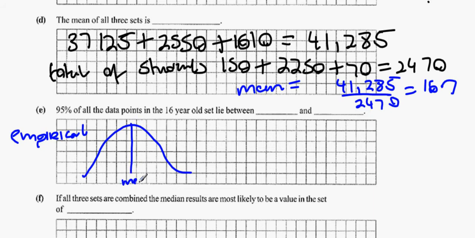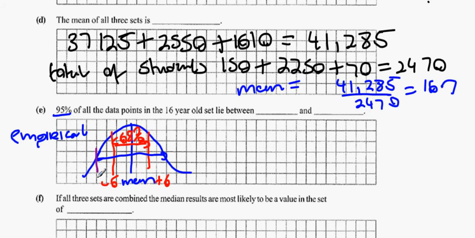Okay. And if you take one standard deviation away from the mean and add it onto the mean, so this is plus, this one here will be minus one standard deviation. And this one's plus one standard deviation. You'll end up getting 68% of all the people in between these two numbers. However, we're looking for 95%. And 95% is in between two standard deviations.